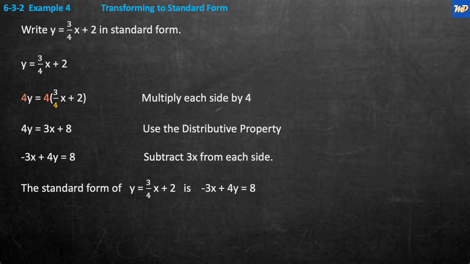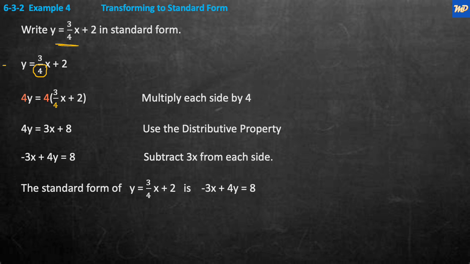Okay, example 4, transforming to standard form. It says write y equals 3/4 x plus 2 in standard form. Well, this is the slope-intercept form right here, right? So we're going to convert the slope-intercept form to standard form. Okay, so how do you do that? Well, here I've rewritten it. Y is equal to 3/4 x plus 2. We have a fraction right here. Here's that 4 right there, causing us problems.